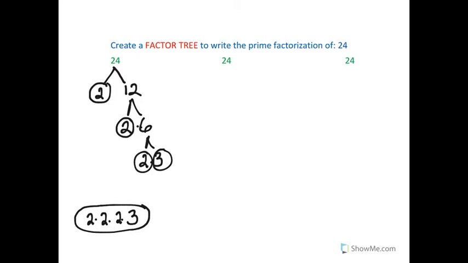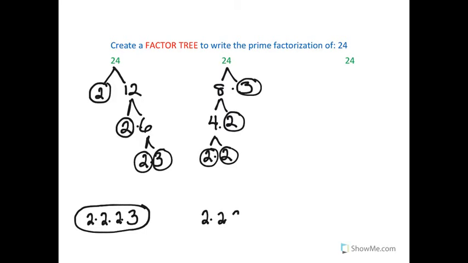All the 2's go together, all the 3's, etc. I could have, however, said, well, wait a minute. I could do this a different way. What if I picked 8 times 3? Pick the bigger number first this time. 3 is prime. 8 can be broken down to 4 times 2. 2 is prime. And 4 is 2 times 2, which are both prime. Let's see. 2 times 2 times 2 times 3, and I get the same thing.